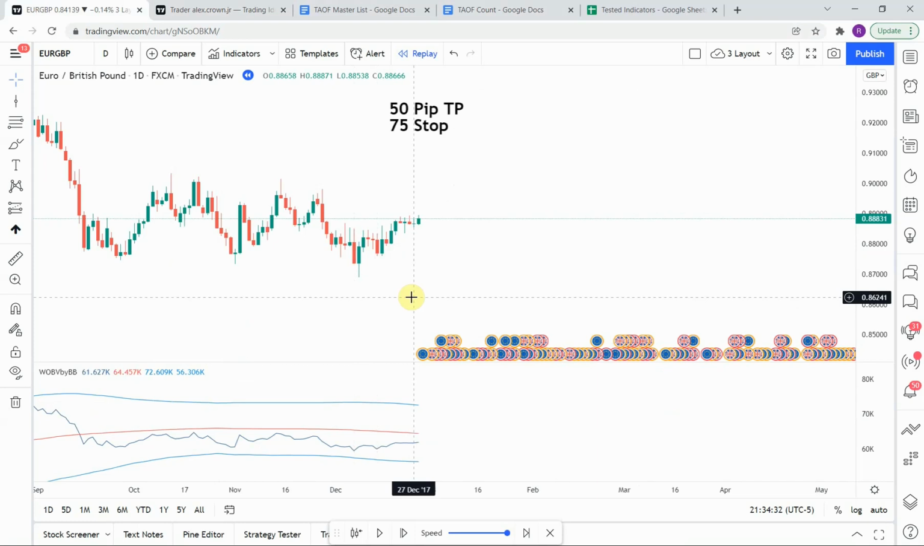Today we will be testing the weighted OBV indicator.